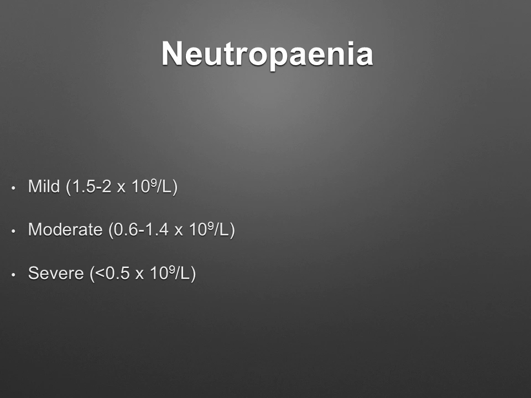Neutropenia is classically graded into mild, moderate, or severe, and obviously the more severe, the higher the mortality, and particularly if you've got persistent and severe neutropenia, that's going to be leading to the complications.